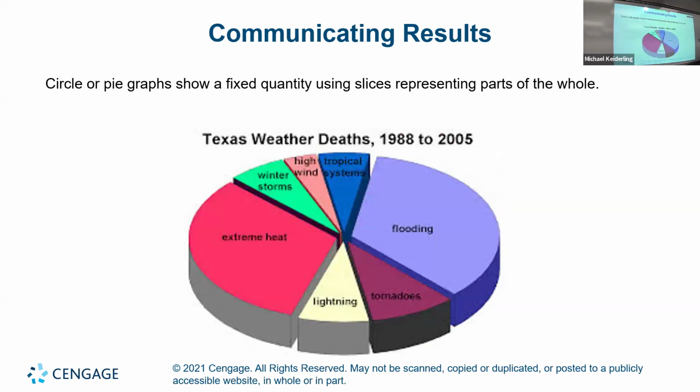And circle or pie graphs will show a fixed quantity using slices representing portions of the whole. So, each of these slices tells you how much of Texas weather deaths were caused by flooding, tornadoes, lightning, etc. So the pie graphs are there to show you the proportion of the whole.